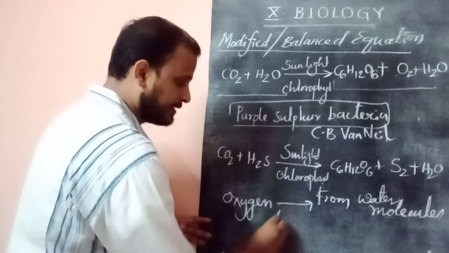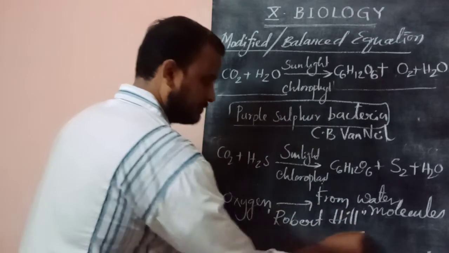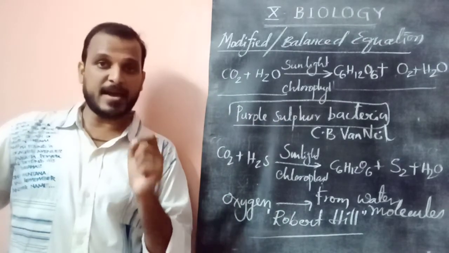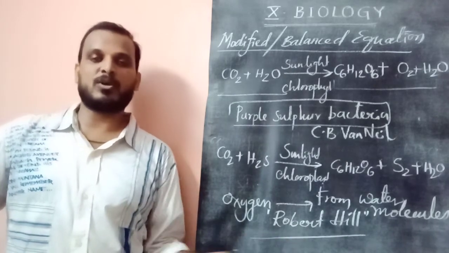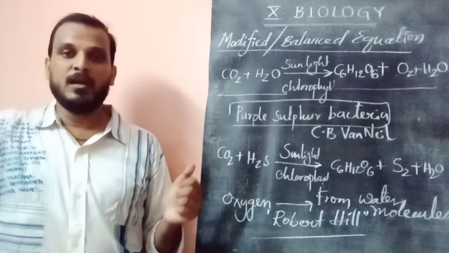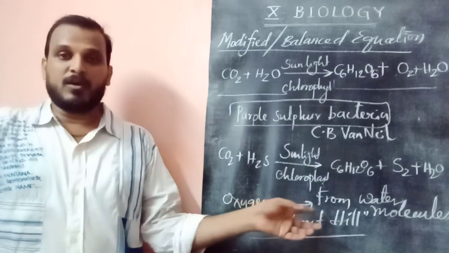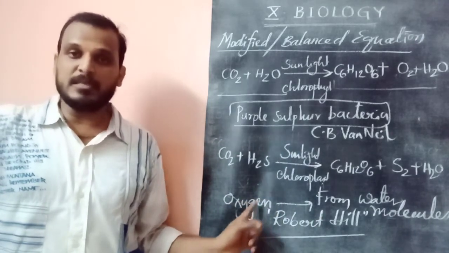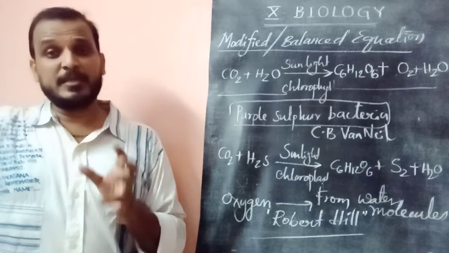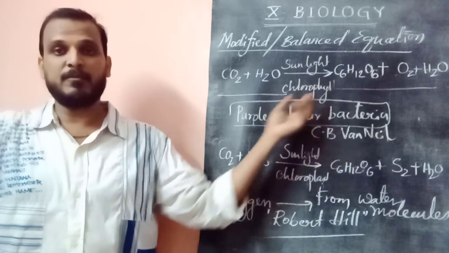That oxygen is released in photosynthesis from the water molecule was given by a scientist called Robert Hill. One more important scientist. So Van Helmont completed, C.B. Van Niel we discussed just now, and now come to Robert Hill. Let me finish with some bits. We will continue in the next session. Who concluded that the oxygen which is released in photosynthesis is from the water molecule? The scientist called Robert Hill. So Robert Hill proved that oxygen is released in photosynthesis from the water molecule.